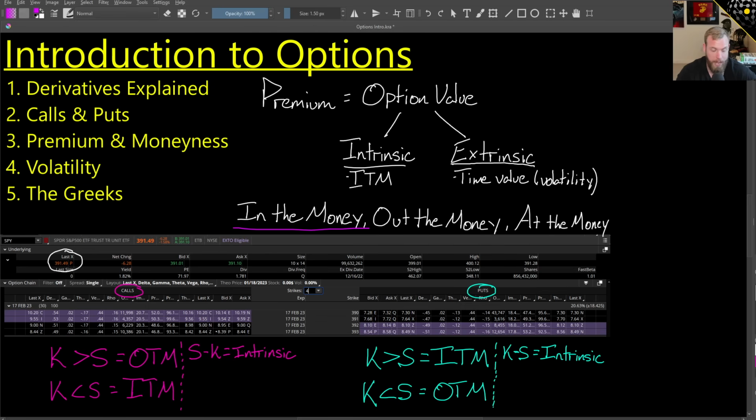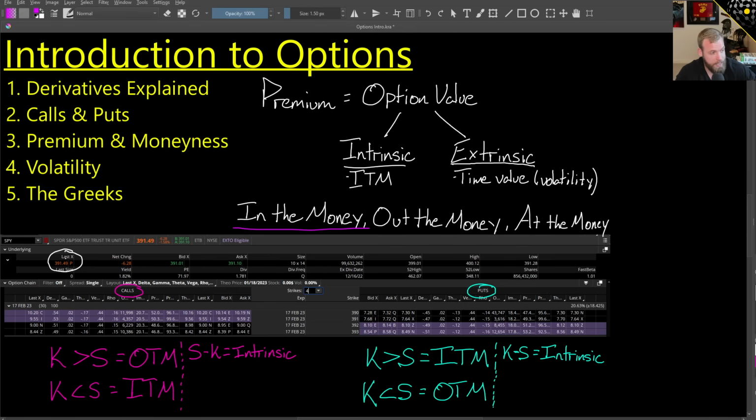They're just a black background. And then it's inverse for puts. It's because they're inverse when they're in the money and out of the money. So in this example, K stands for the strike price and S stands for the security price. When the strike price is above the security price, it's out of the money.